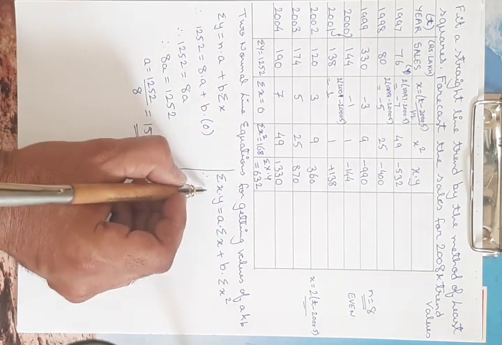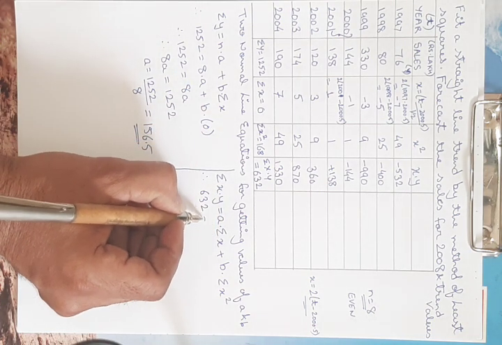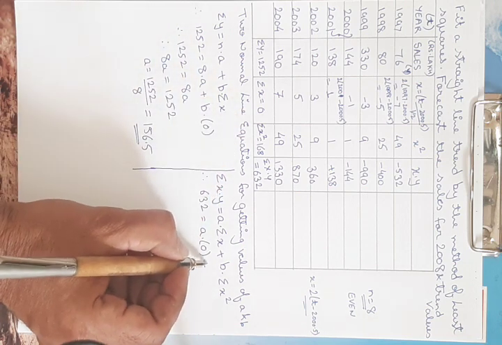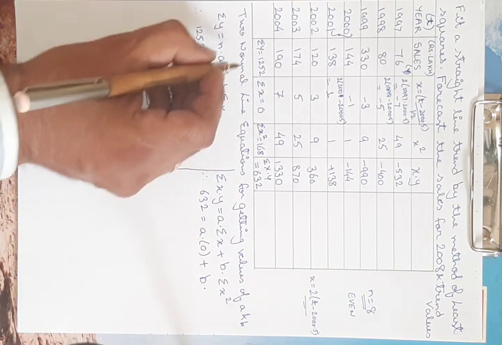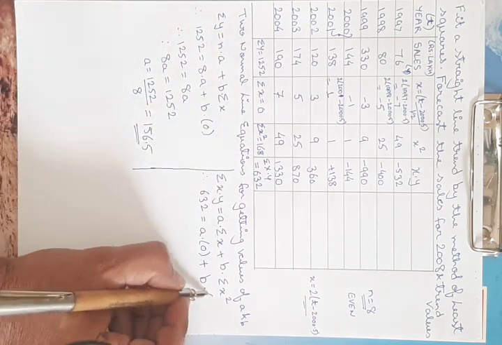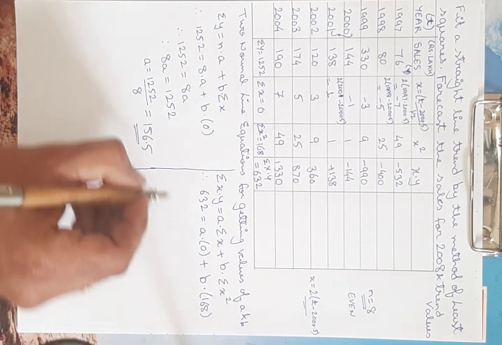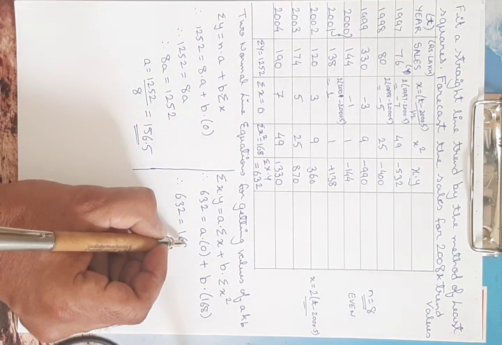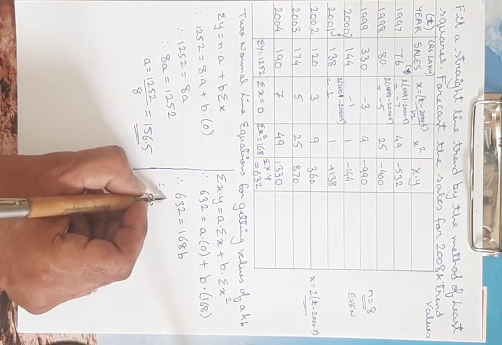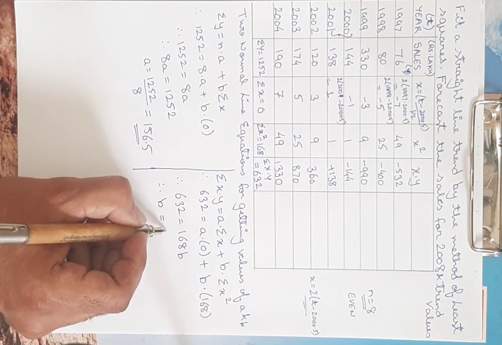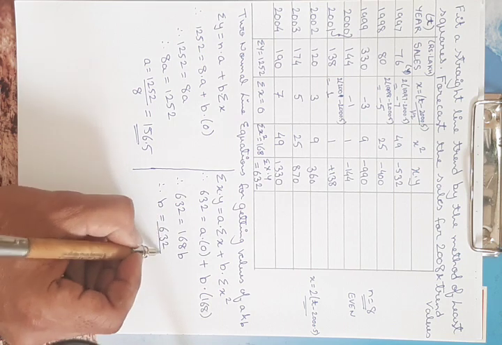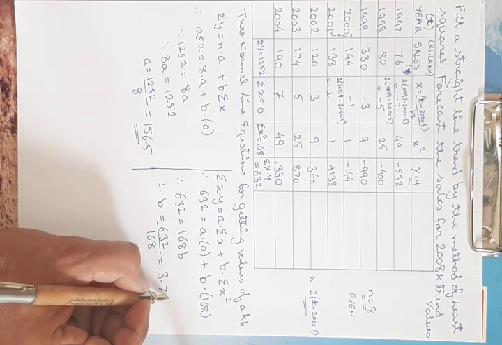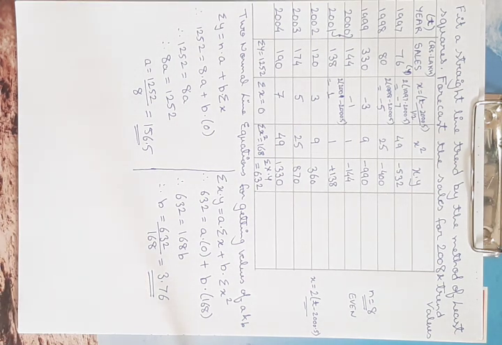Summation of x into y, this comes out to be 632 is equal to a into summation of x. So summation of x is 0 plus b into summation of x square, which is 168. Therefore this will be 632 is equal to 168b. Therefore the value of b is equal to 632 divided by 168, which comes out to be 3.76. These are the values of a as well as b.